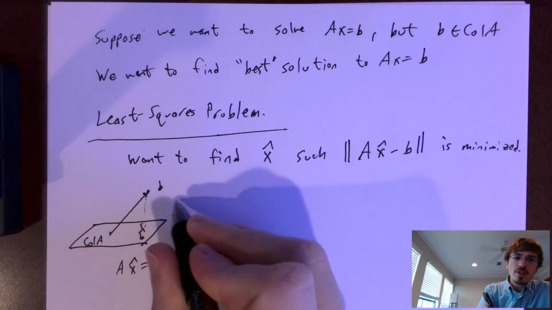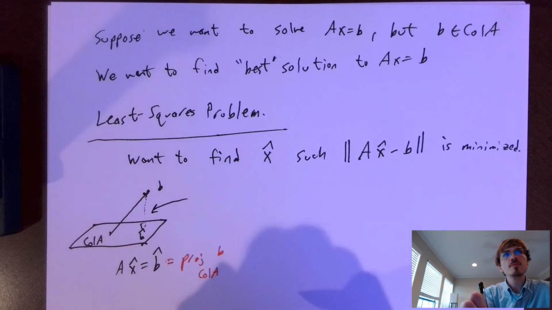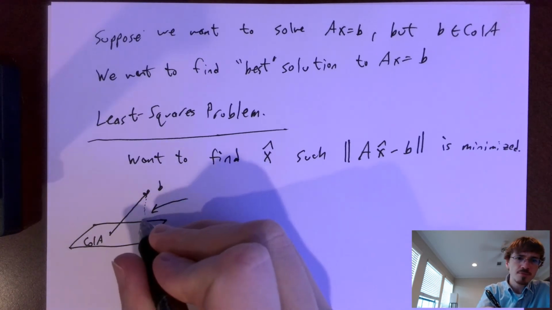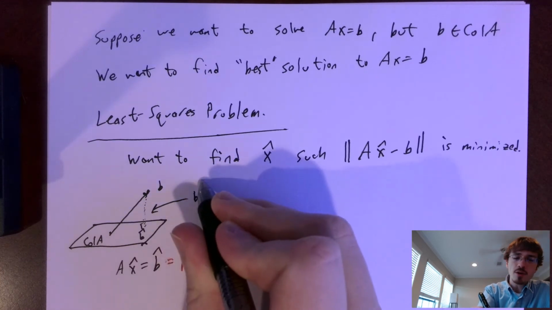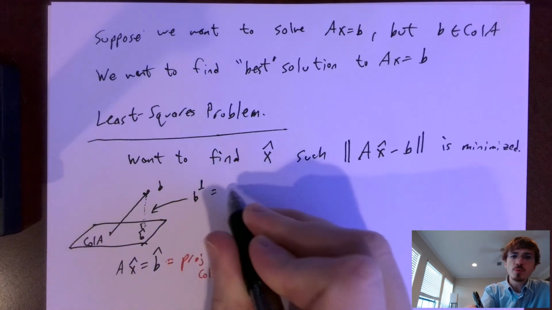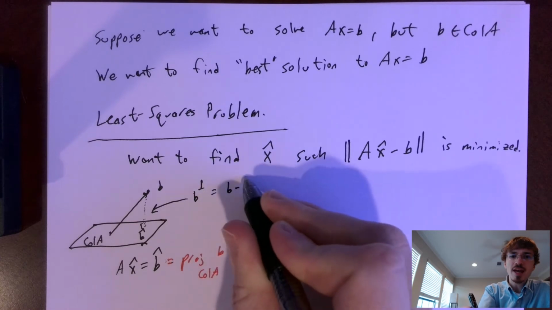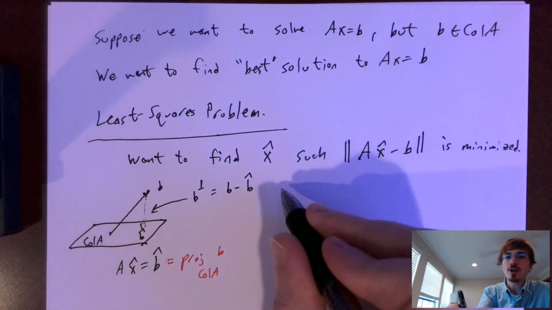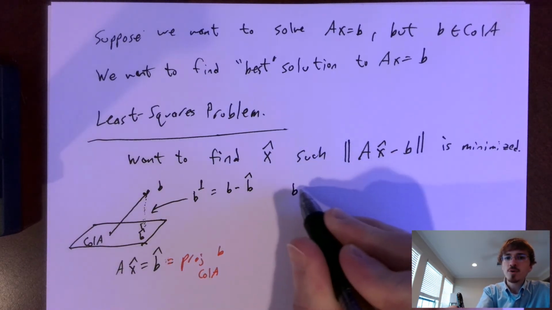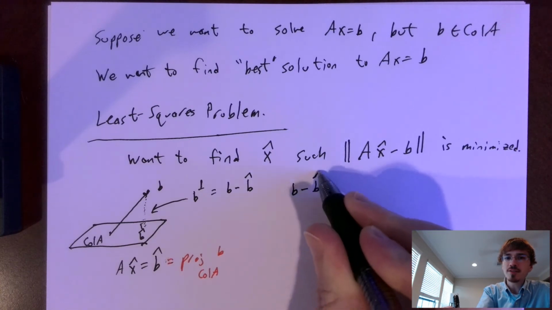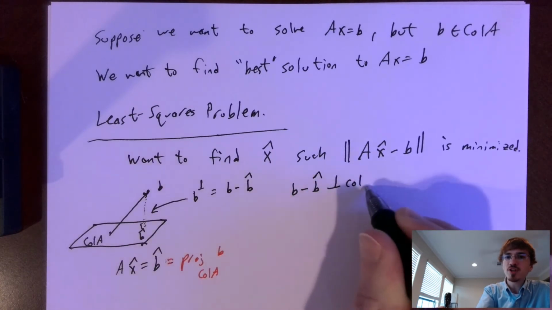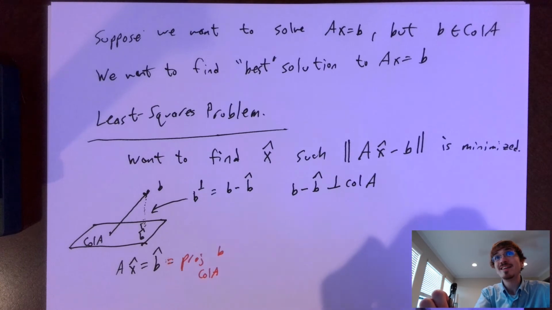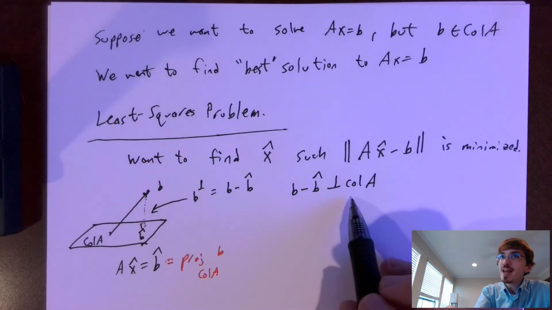We know that this vector, that dashed line vector, is the vector b perp, which we normally define as b minus b hat, right? That's our b perp vector. It lives in the perpendicular subspace. What do we know about b perp? We know that this b perp, which is b minus b hat, must be perpendicular to the column space of A. Well, what does this mean? It means that it's perpendicular to every column of A.